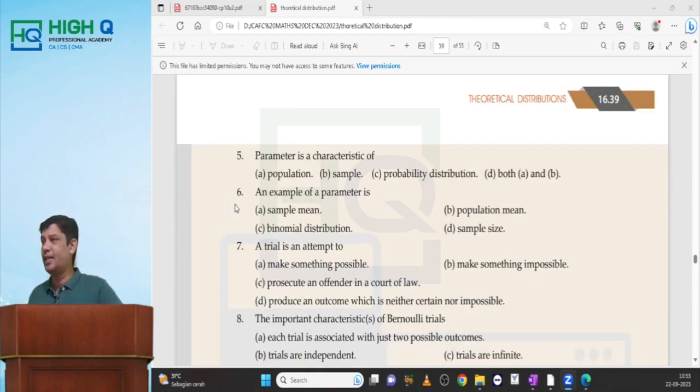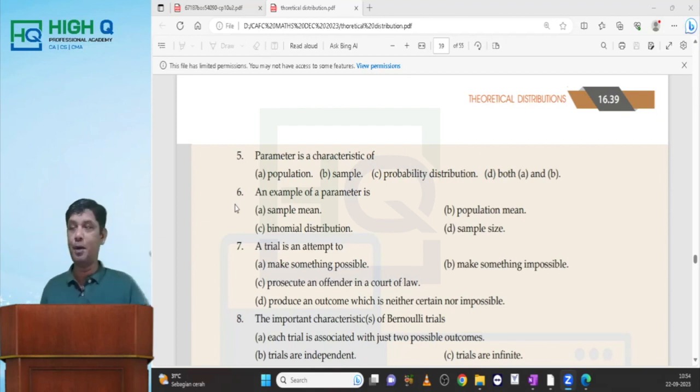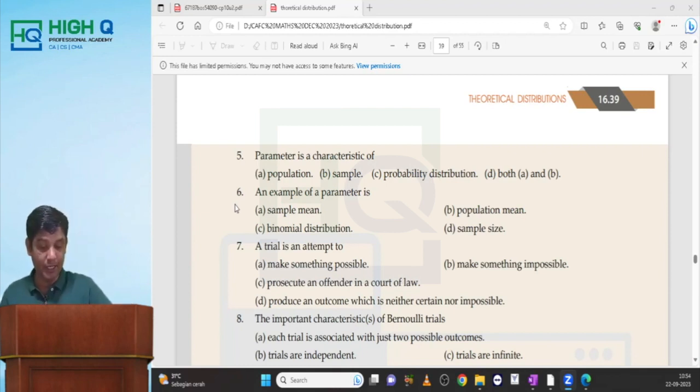A parameter is a characteristic of. Very good. The same question we did in the statistical distribution table: for a sample we say statistic, and for the population, whatever symbols we use are called parameters. An example of a parameter is the population mean. Of course, population mean is the example.